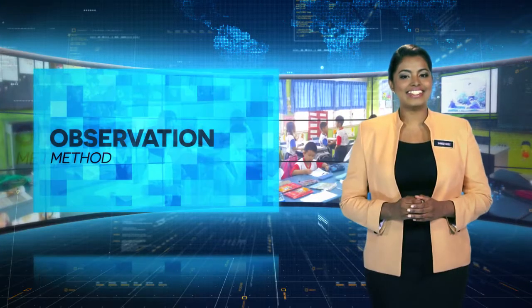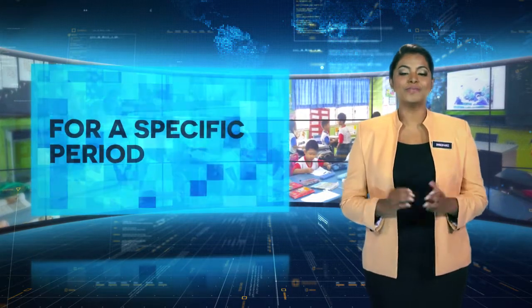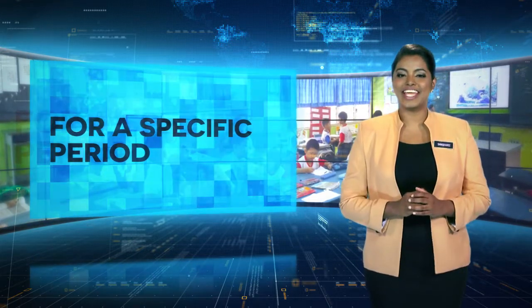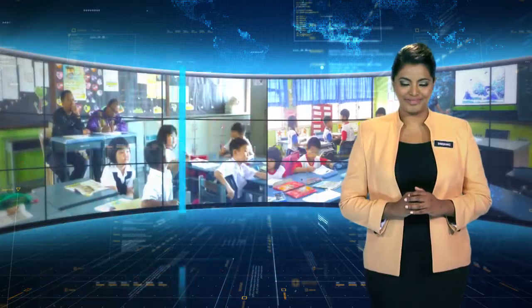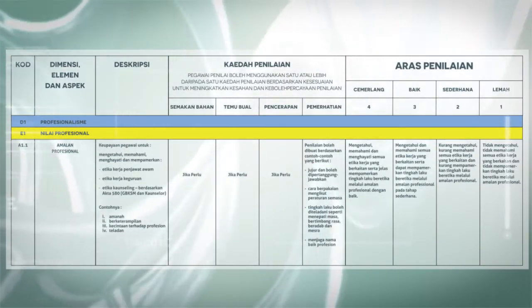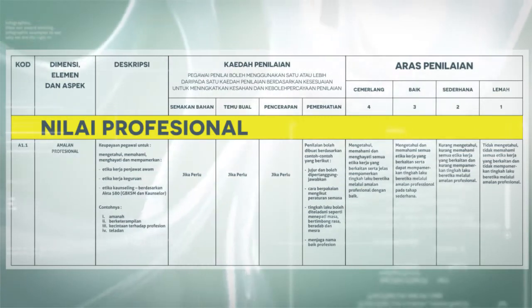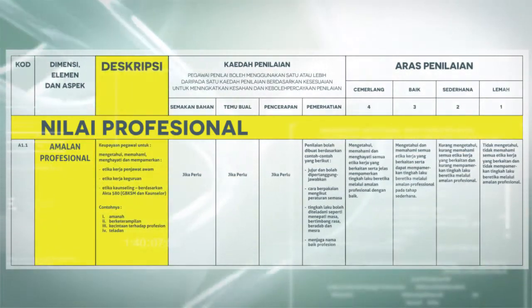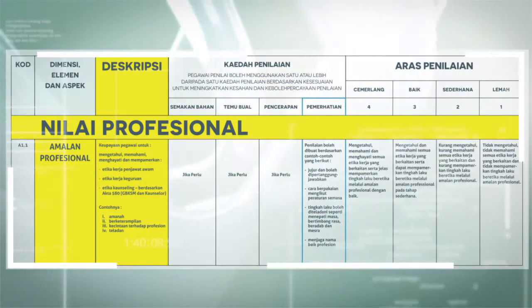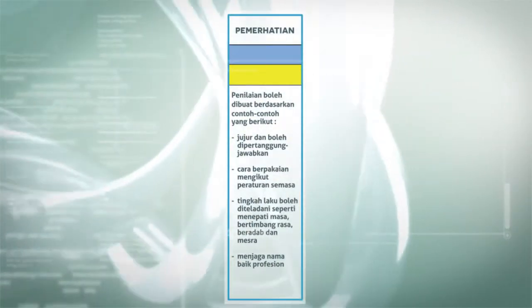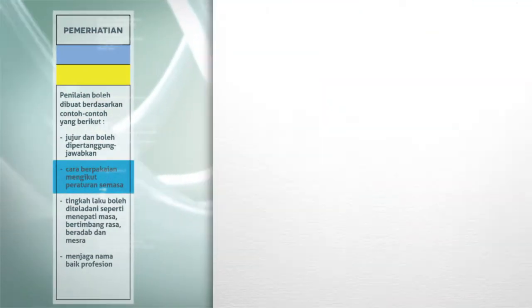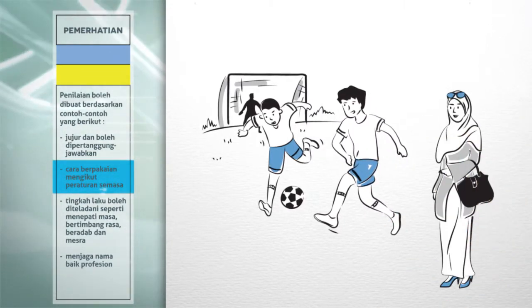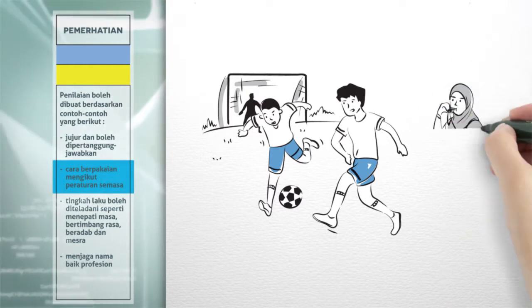The observation method is done continuously by the evaluator on the evaluated officer for a specific time period in order to gain information regarding the competency and potential of the officer. For example, in the element of professionalism, from the aspect of professional behavior based on the given description, the evaluator will use the observation method, for example, to observe the evaluated officer if they are dressed according to the current regulations set by the Ministry of Education Malaysia, MoE.